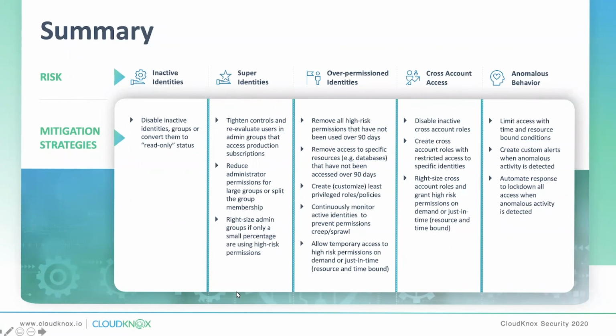Super identities, or commonly referenced super admins, need to be extremely limited, right? And the practice of handing out super identities freely needs to end. Over-permissioned identities, which are not necessarily super administrators, but still have more permissions than are needed, must be reduced as well. Cross-account access control will limit your blast radius and control lateral movement within your environment. And finally, anomaly behavior based on activity should be monitored, alerted, and mitigated over time.